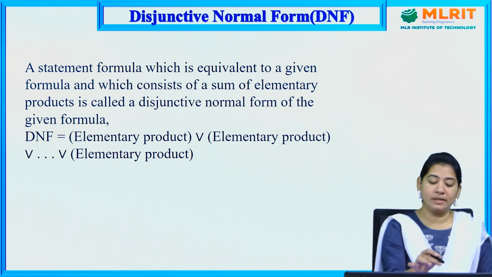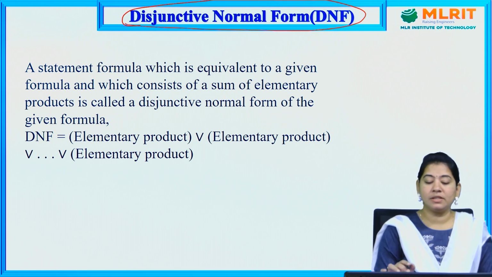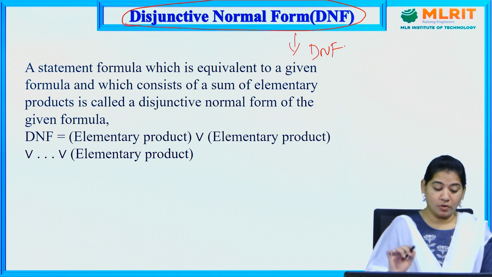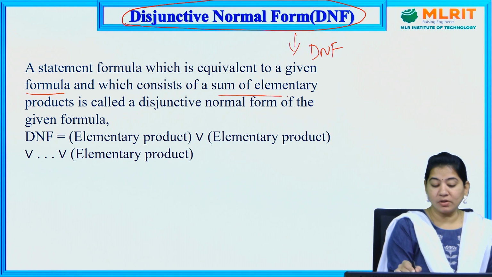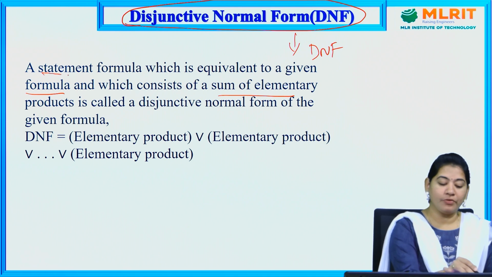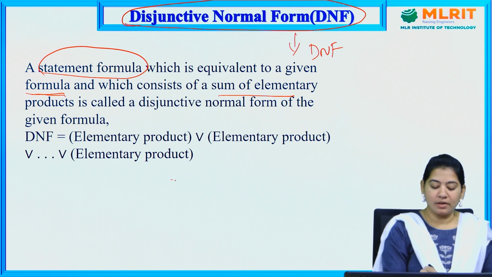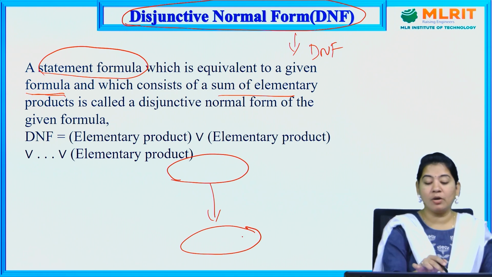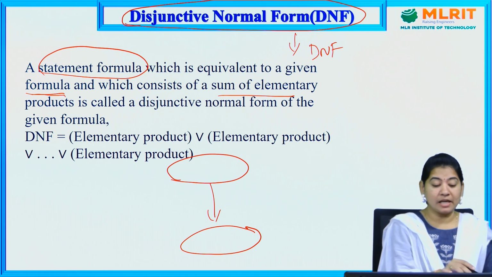First normal form, that is disjunctive normal form. So what is meant by disjunctive normal form? We can also pronounce it as DNF. Here a statement formula which is equivalent to the given formula and which consists of a sum of elementary products is called disjunctive normal form. The statement formula can be a well-formed formula which is equivalent to the given formula. Means they will give one statement formula and you have to solve until you get one formula, and that formula consists of a sum of elementary products.